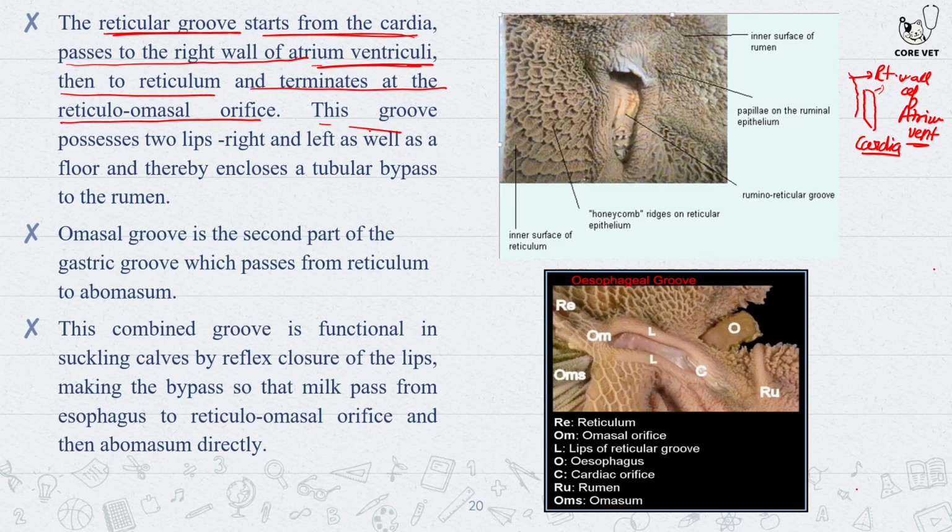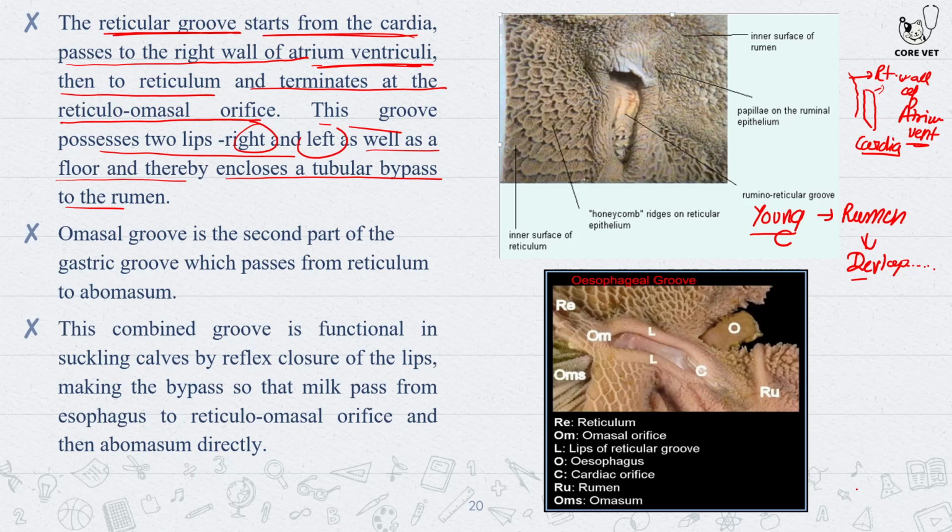Now this groove possesses two lips, the right lip and the left lip, as well as a floor, thereby enclosing a tubular bypass of the rumen. See what happens in the young stage. I had mentioned it earlier also that in the young stage, the rumen is not developed much.